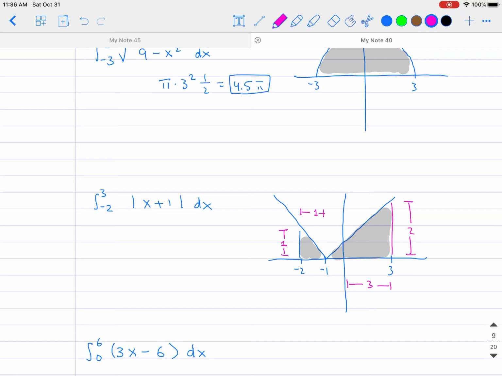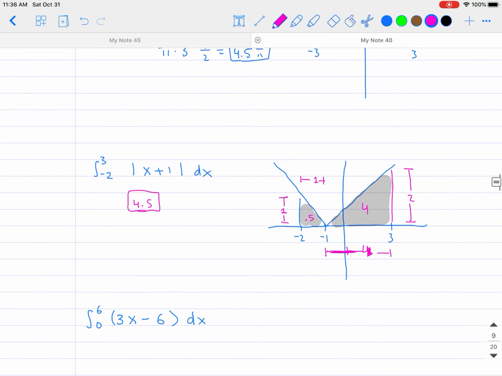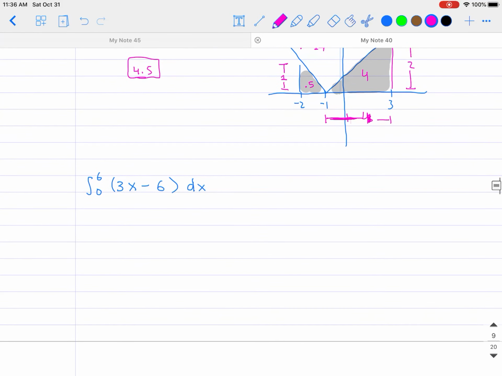Then for the other part, it's going to be a base of 3, and the height in this case is going to be 2 because, again, you're just plugging into the equation. So my final answer is going to be the area of this half square, so that's 0.5. And then the area of, actually I messed up because the base is not 3, but rather it's 4 because it's from -1 to 3. So let me go ahead and change that before I make that mistake. So 1/2 base times height, that's the area of a triangle once again.